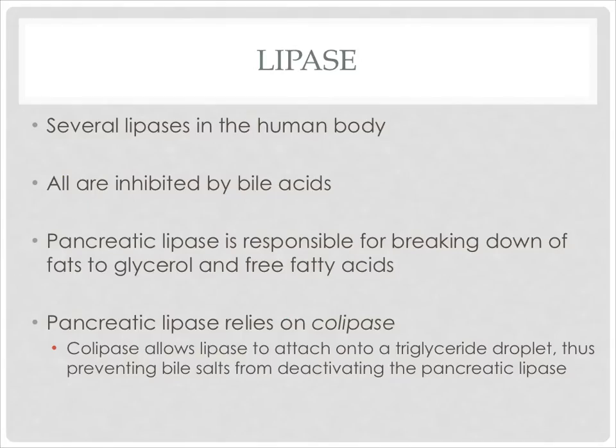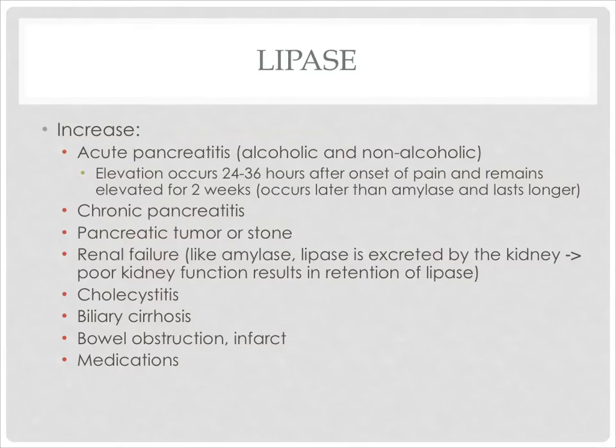Lipase is similar to amylase in that it is an enzyme, and it can be found in various areas of the human body. All of them are inhibited by bile acids or salts. Now, pancreatic lipase is responsible for the breakdown of fats to glycerol and free fatty acids. In order to do that, it relies on something called colipase. Colipase allows the lipase to attach to a triglyceride droplet, and it prevents the bile salts from deactivating the lipase. You will see an increased lipase in acute pancreatitis, regardless of the cause.